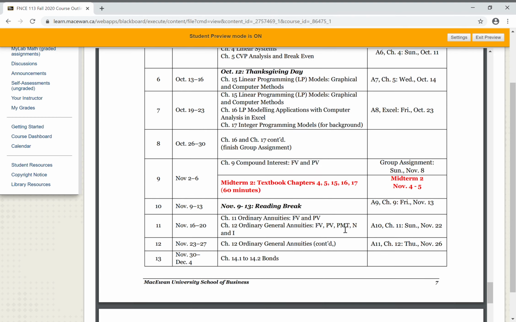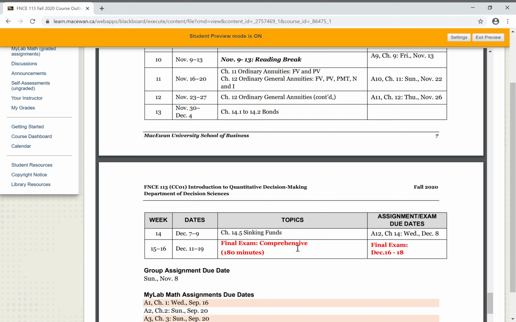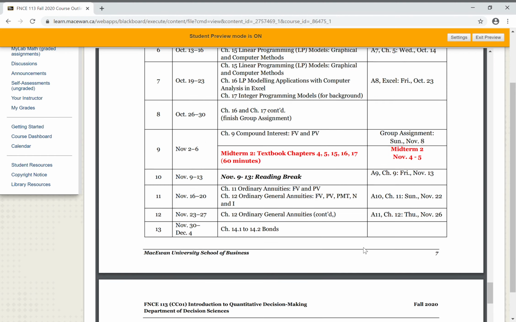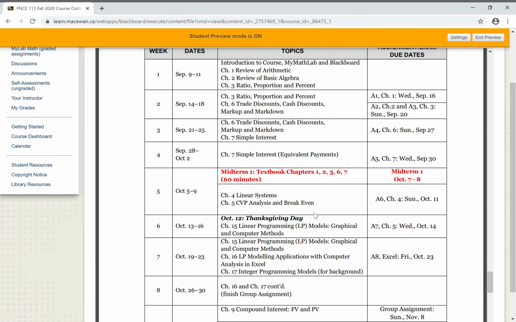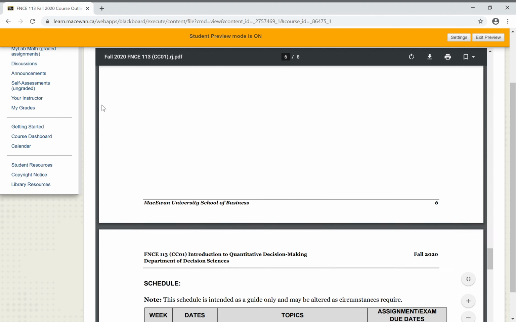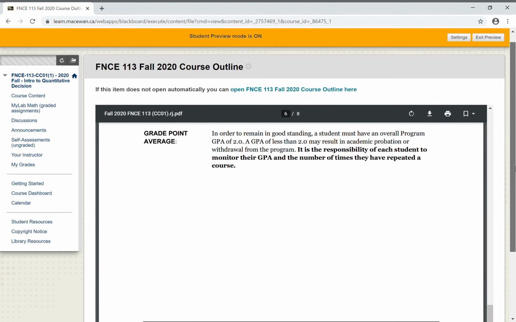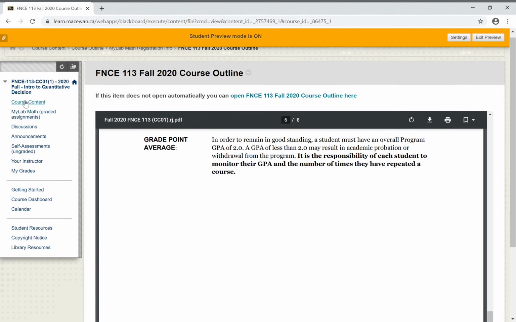Similarly, midterm 2, you can take anytime between November 4 and 5. It will be from textbook chapters 4, 5, 15, 16, and 17. Again, 60 minutes. And finally, your end term exam will be 180 minutes. It'll be comprehensive, covering the entire course, and you could take it anytime between December 16th and 18th. So that is the course outline. Now let's go and look at how you register for MyLab Math.